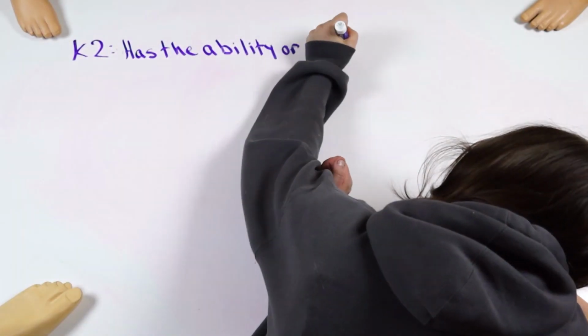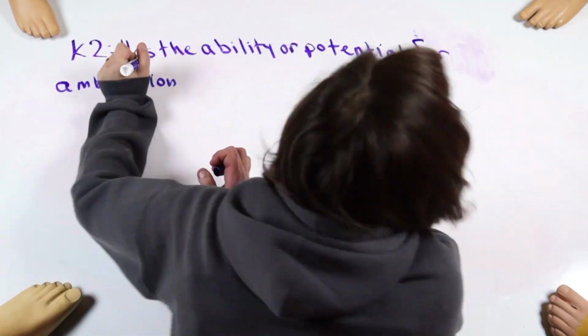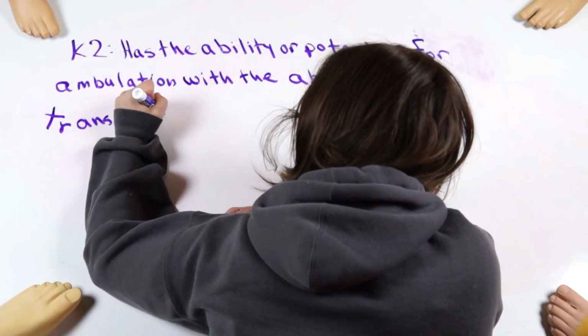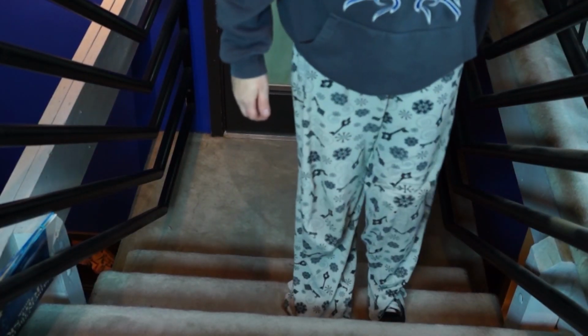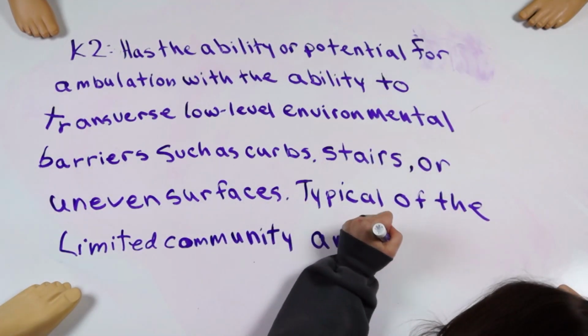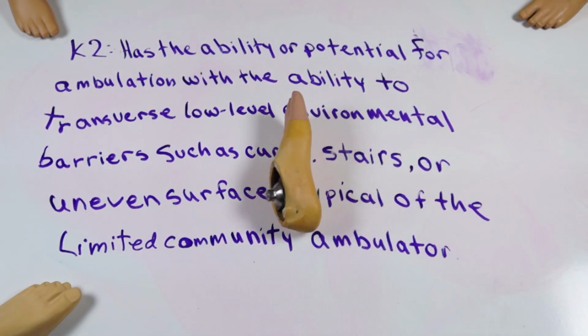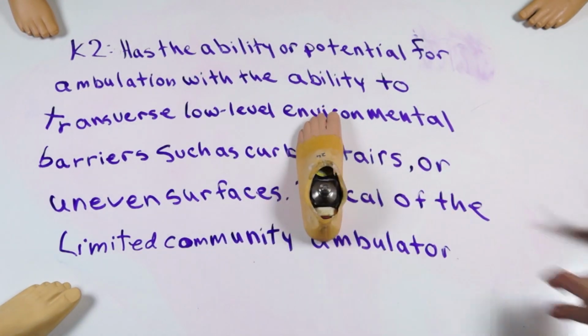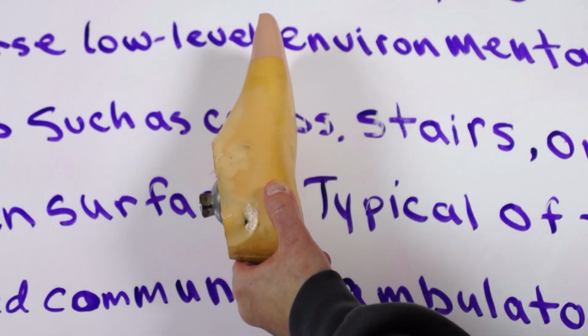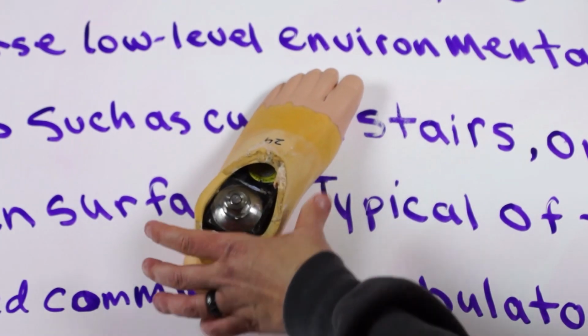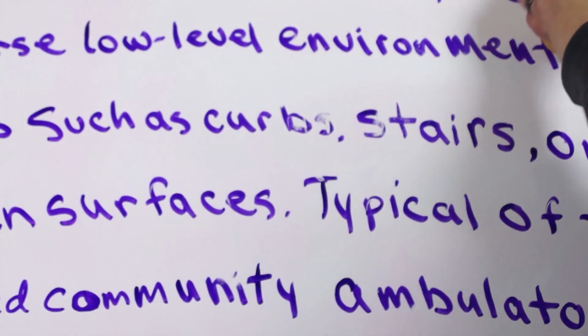K level 2 has the ability or potential for ambulation with the ability to traverse low-level environmental barriers such as curbs, stairs, or uneven surfaces. Typical of the limited community ambulator. This is a K level 2 prosthesis. It's called the K2 Sensations. It's also pretty simple. It's made with simple components. It's attached via this nylon webbing, and it's a very soft and forgiving foot.